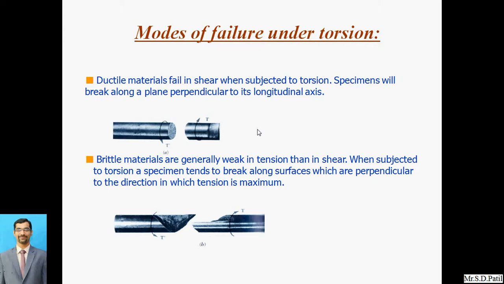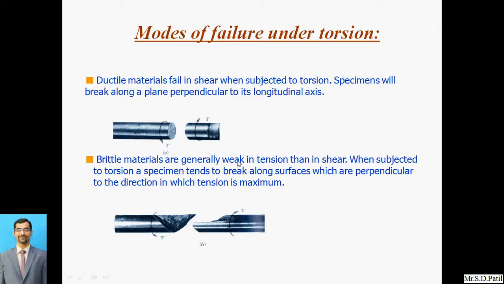The specimen will break along a plane perpendicular to its longitudinal axis. So this is the failure mode. The specimen will break along this plane, which is just perpendicular to the longitudinal axis. So this is the failure mode for the ductile material. Exactly how we achieve this failure mode by conducting the test, we will see in that particular video. And this is the failure mode for the brittle materials.